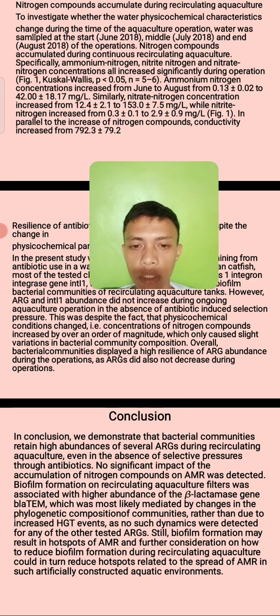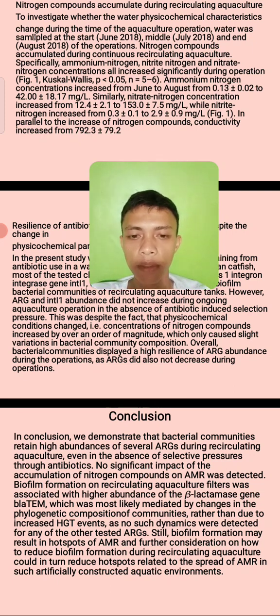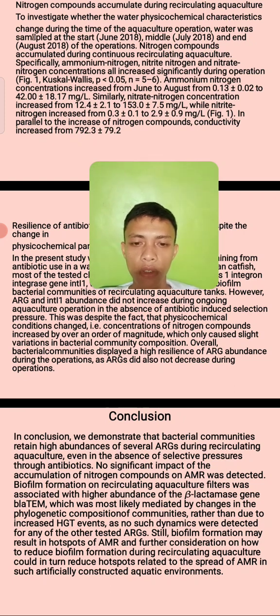Biofilm formation in recirculating aquaculture filters was associated with high abundance of the beta-lactamase gene blaTEM, which was most likely mediated by changes in the phylogenetic composition of communities rather than due to increased HGT events, as no such dynamics were detected for any of the other tested ARGs. Still, biofilm formation may result in hotspots of AMR, and further consideration of how to reduce biofilm formation during recirculating aquaculture could in turn reduce hotspots related to the spread of AMR in such artificially constructed aquaculture environments.